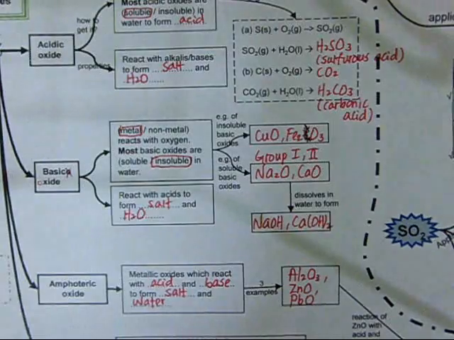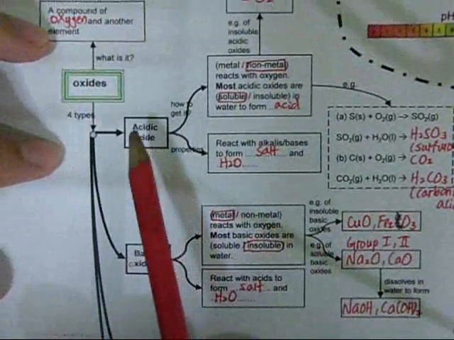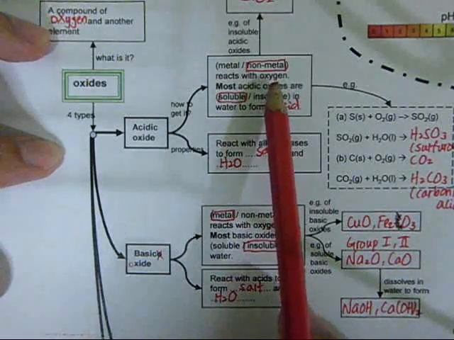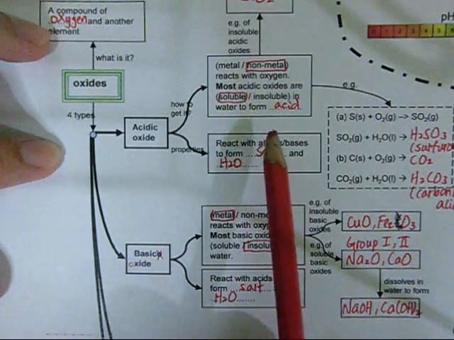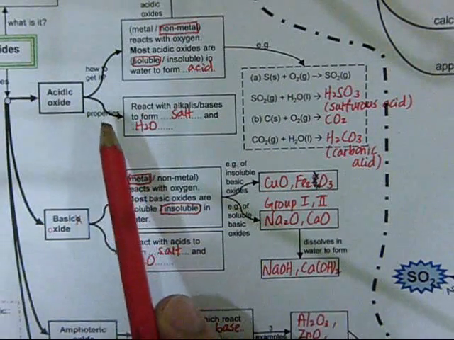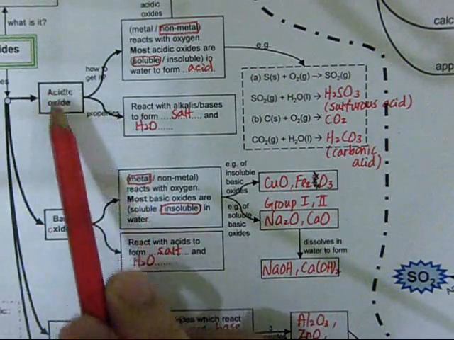The last part of the acids and bases mind map is basically all the oxides. So you need to know acidic oxide is a non-metal that reacts with oxygen. So a non-metal oxide is an acidic oxide. An example is sulfur dioxide. Sulfur is a non-metal, so when sulfur combines with oxygen, the product, sulfur dioxide, is an example of acidic oxide. And what are the chemical properties of acidic oxide?